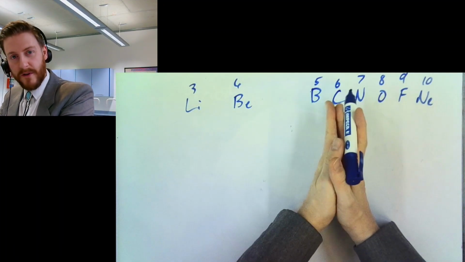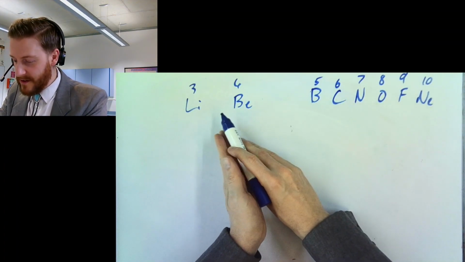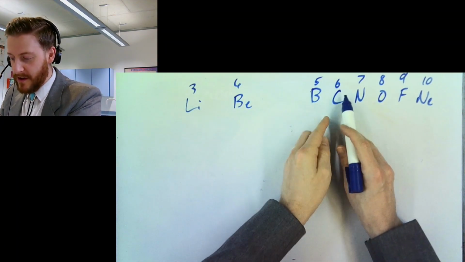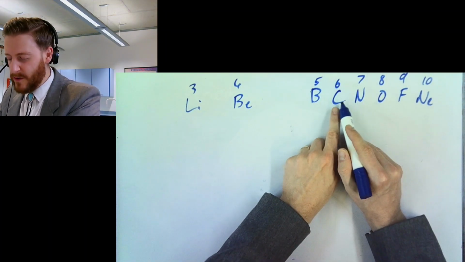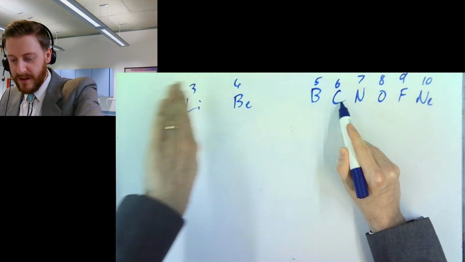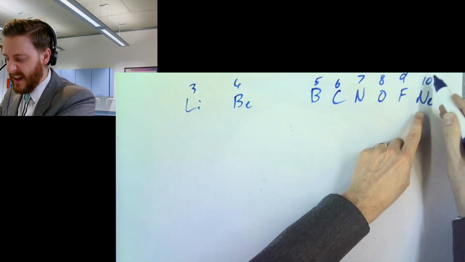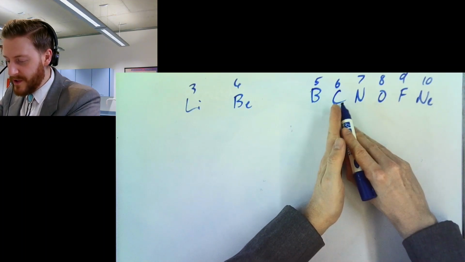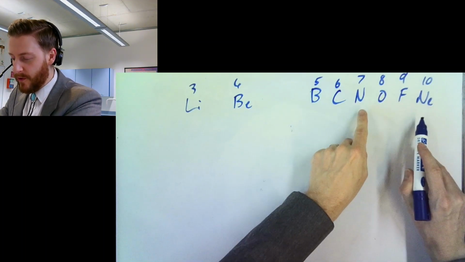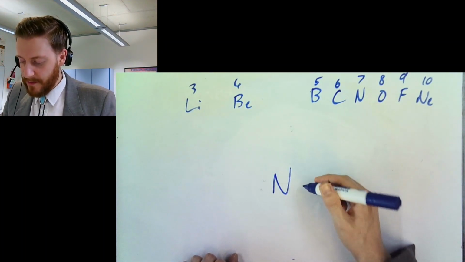Elements further on this side. So once I get beyond carbon, carbon is in group 4. So 4 is halfway between 0 and 8. And 8 is that magic number where the noble gases are going to stay. So once I get beyond 4, let's take nitrogen, for example.